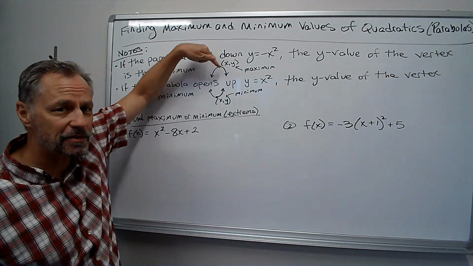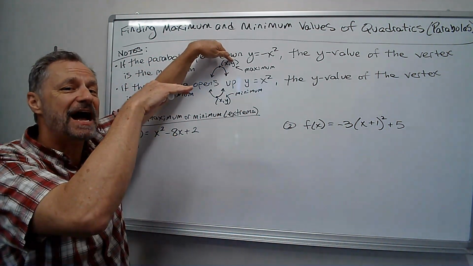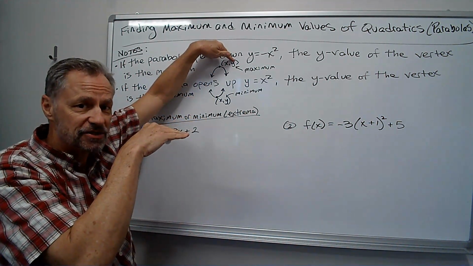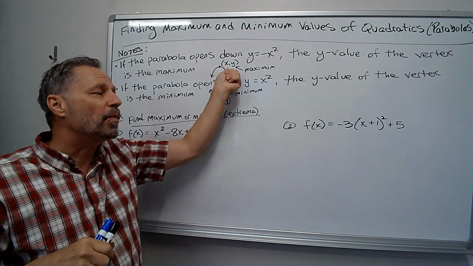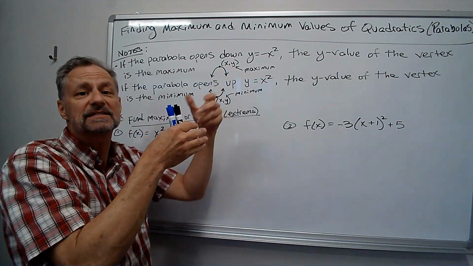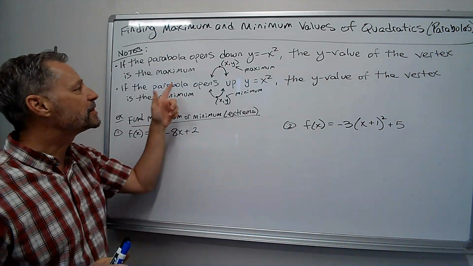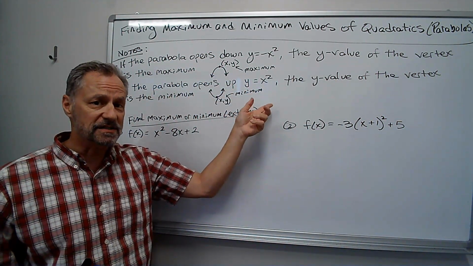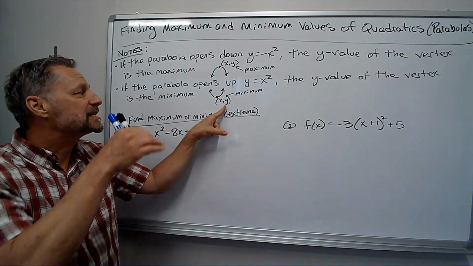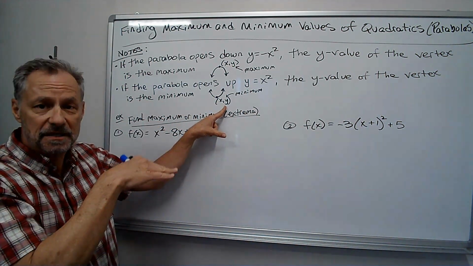If I've got a parabola that opens down, the y value is the maximum because that's the highest y value, the highest function value that the parabola gets to. X is when it happens, but the y value is the height, so that's the function value, that's the minimum or maximum. In this case, it's a maximum value. If we go the other way, the parabola opens up, so y equals positive x squared. Now it opens up. The y value, again, is going to be the lowest part on the parabola. So the y value of the vertex is going to be the minimum.